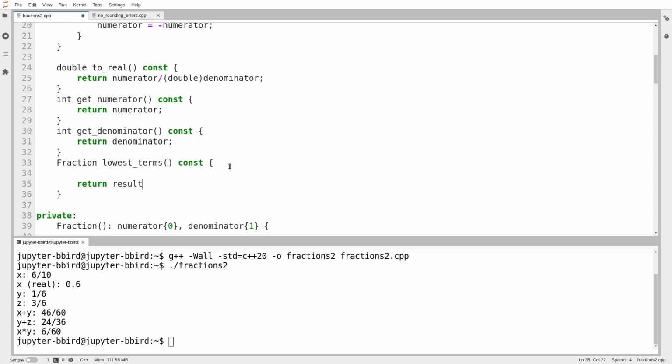So I'll write just some stuff to start with here. I'm going to make a new fraction object called result. And for now, I'll just set it to be the numerator and denominator. Then I'll return it. And our goal is to figure out how I reduce this fraction to lowest terms.